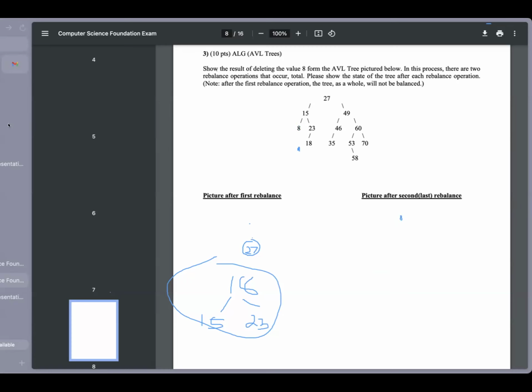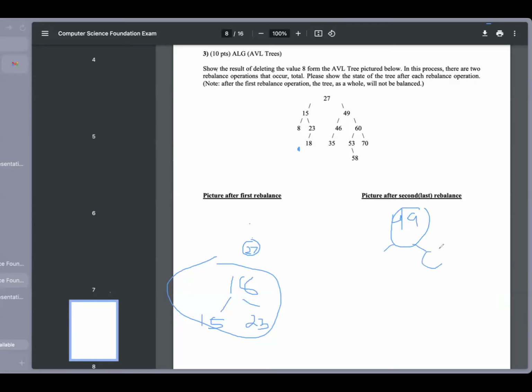Okay, so that's going to be the first rebalance. What do you guys think the second rebalance is going to be? 46 to the head. Wouldn't be 46 to the head. So what do you guys think happens to the tree after that rebalance? Yep. 49 does become the root. The left rotation.